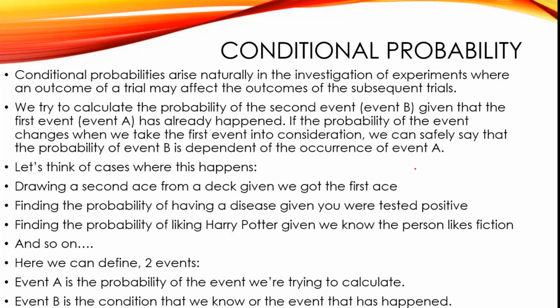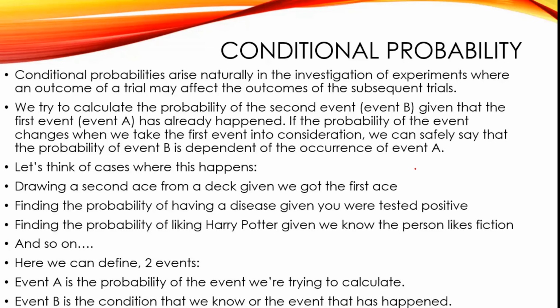Conditional probability arises naturally in the investigation of experiments where an outcome of a trial may affect the outcome of the subsequent trials. One trial has already happened and automatically it affects the outcome of the other events also. That is called conditional probability. So we try to calculate the probability of the second event given that the first event has already happened.